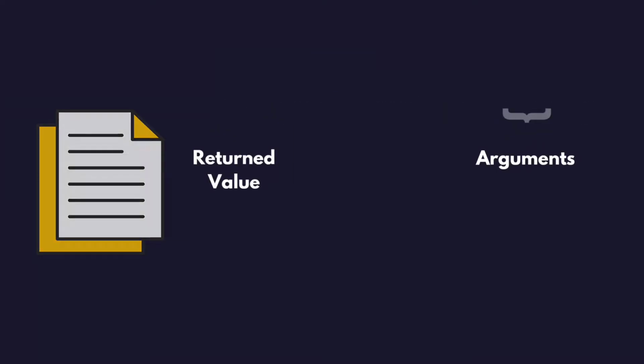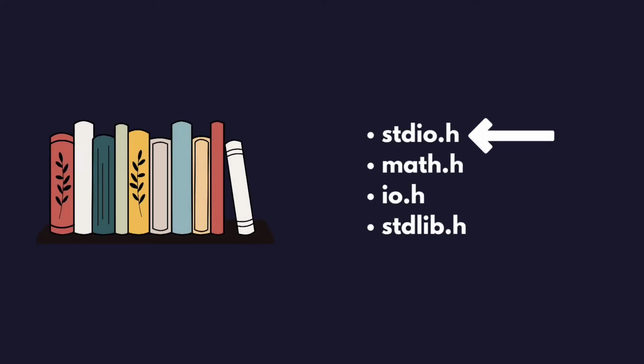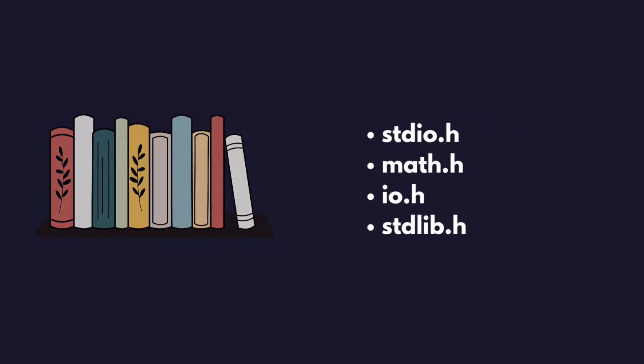There are numerous header files in the C library. There's stdio.h, math.h, io.h, and stdlib.h. You can find a list of them in the description below. All of these libraries have their own particular use case. If we're creating a simple program, we only need to include stdio.h. Now, you might have a question.